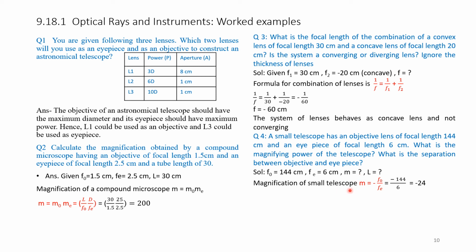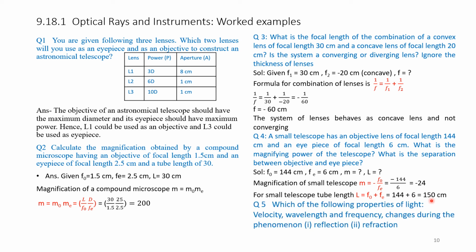Magnification of the small telescope is given by M is equal to minus F naught by Fe, that is equal to minus 144 divided by 6, that is equal to minus 24. Therefore, M is equal to minus F naught by Fe, that is equal to minus 24 magnification. So, the small telescope tube length is given by L is equal to F naught plus Fe, that is equal to 144 plus 6, that is equal to 150 centimeter.